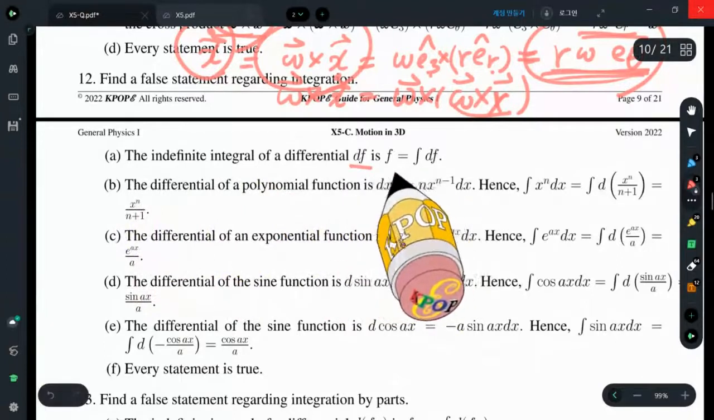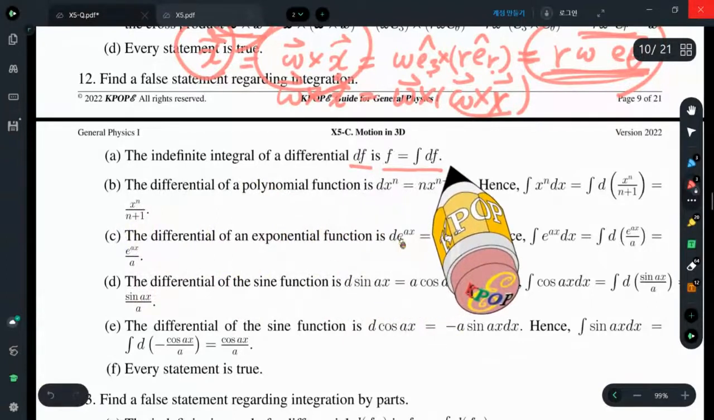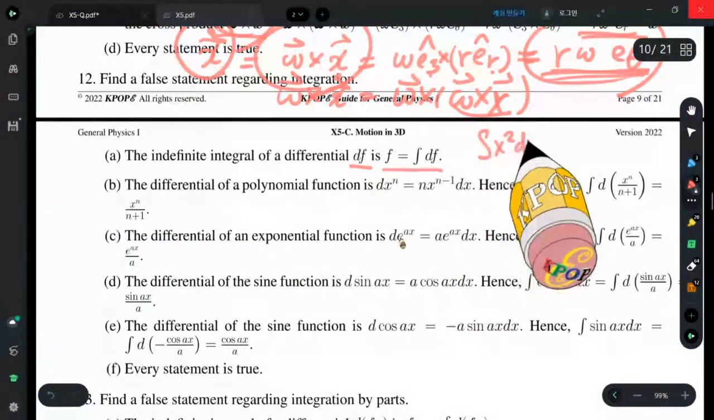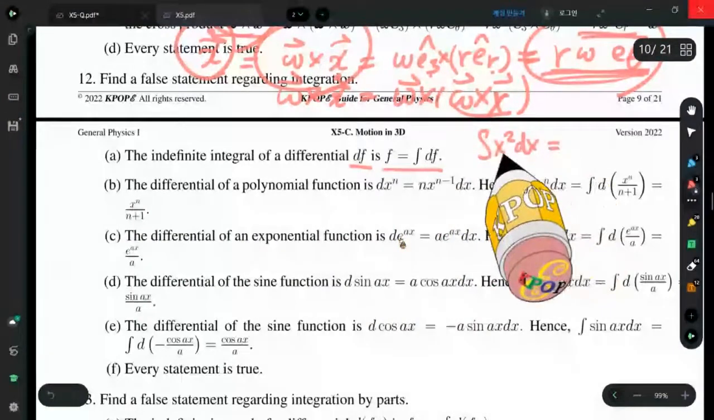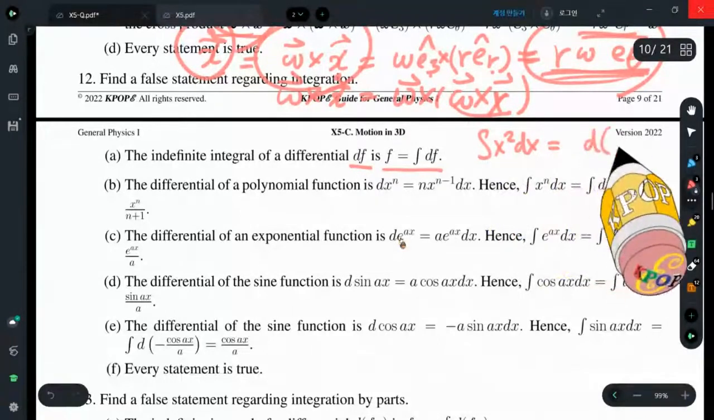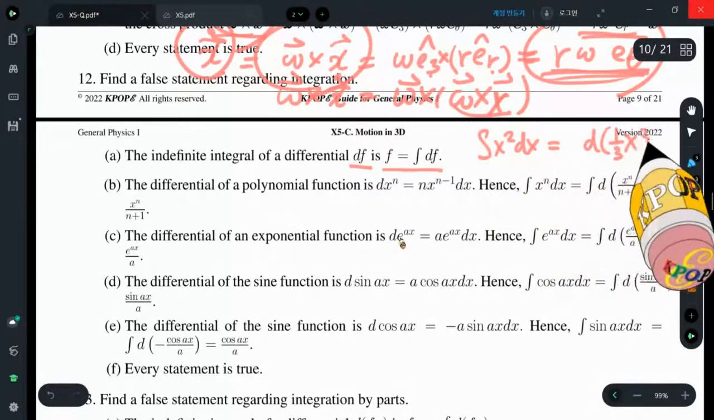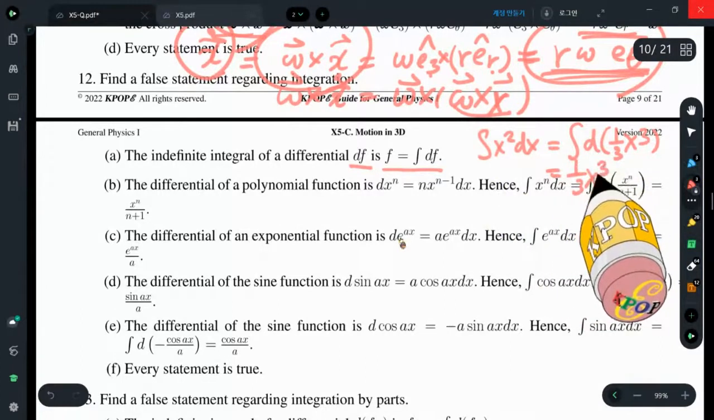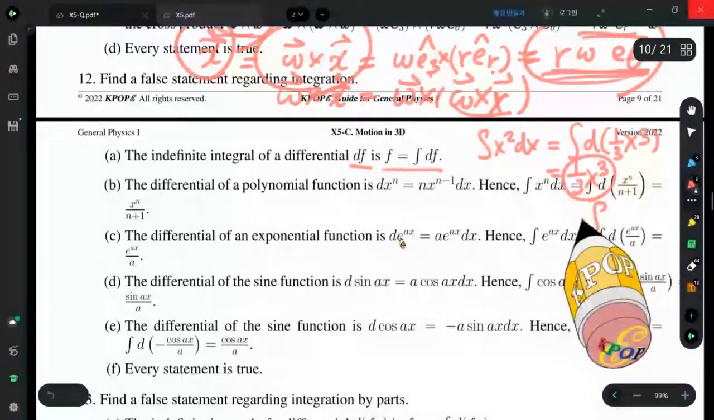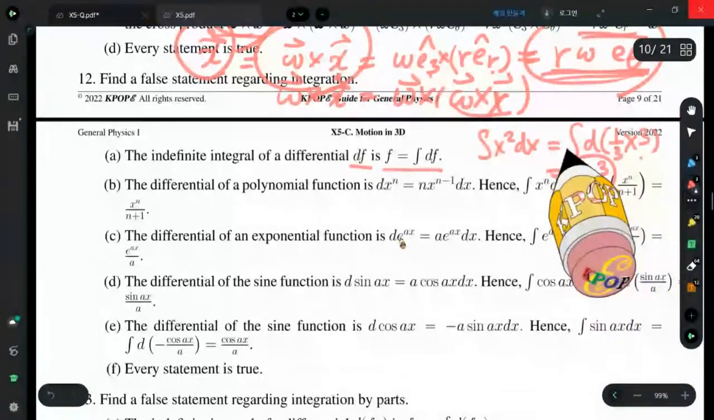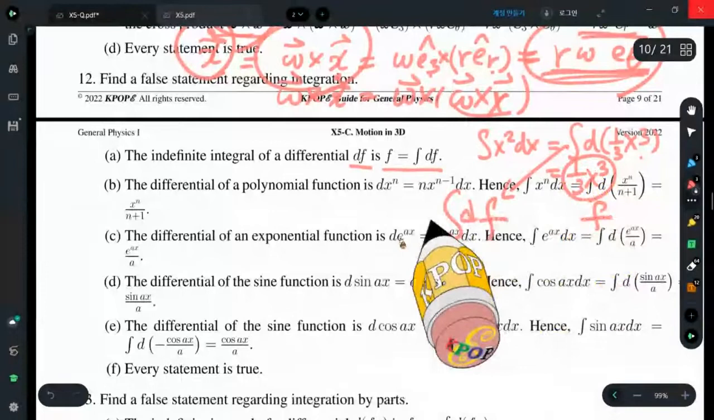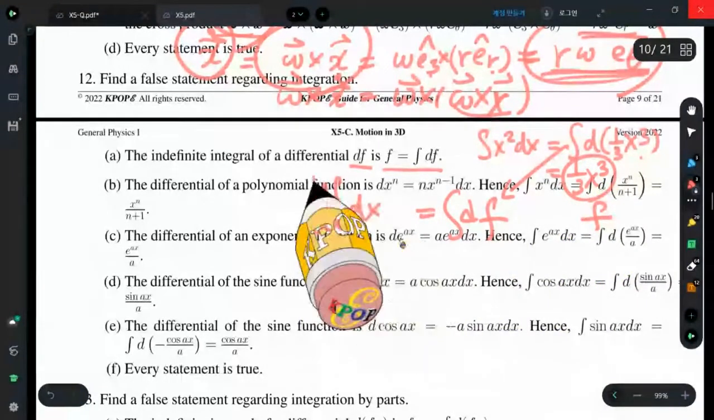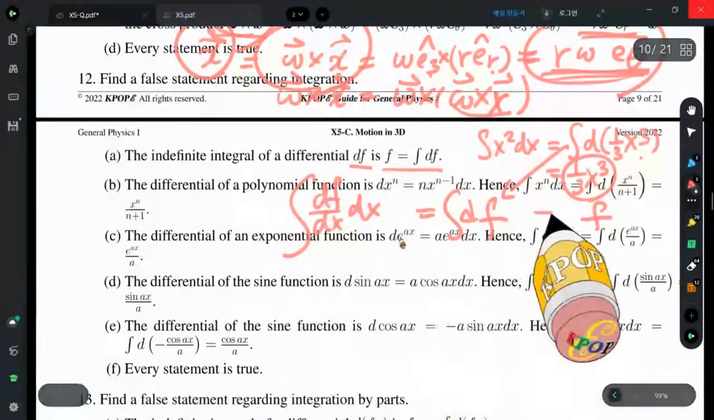Now, indefinite integral. For example, integration of x squared dx, then I would rewrite this one as d of 1/3 x cubed. So the answer is 1/3 x cubed. What is that? This is f. And what is this? This is the integral of df. It was df over dx, dx integral.